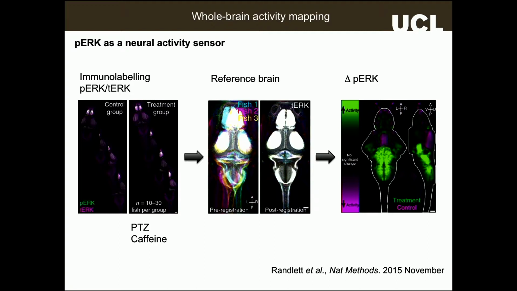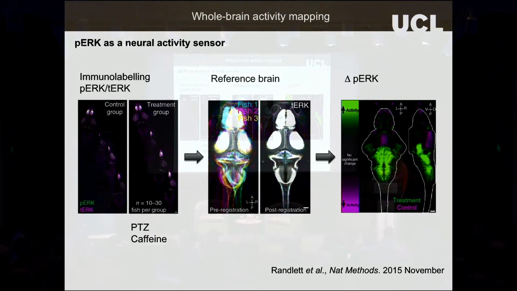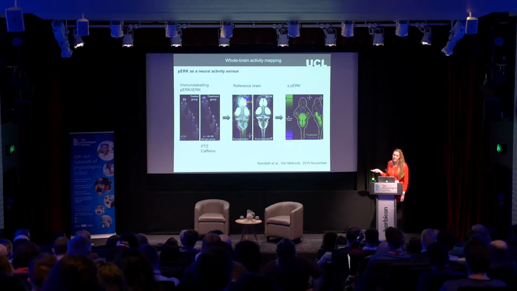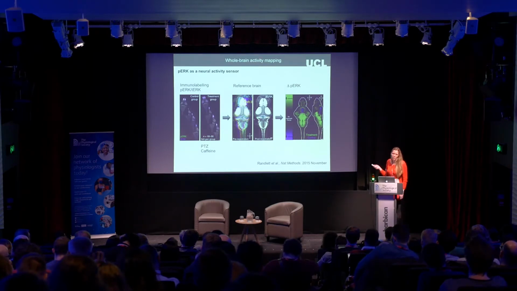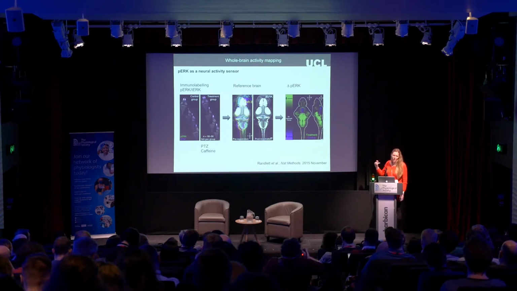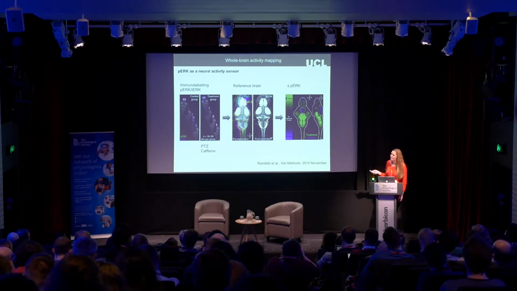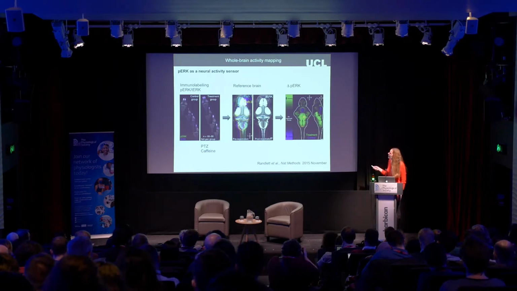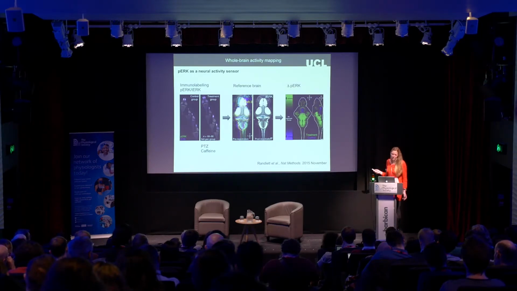So you can stain 20-30 fish with phosphorylated ERG to map active neurons, and with total ERG to use as a reference for morphing later on, and also to normalize for differences in expression level of ERG. And then you can map all of these onto a common reference brain and register that, which then allows you to make statistical comparisons of phosphorylated ERG levels between control and treatment groups. So you end up with these delta phospho-ERG maps where you can see, for example, here in green, areas with an increased neuronal activity compared to controls, and in purple, areas with decreased activity.